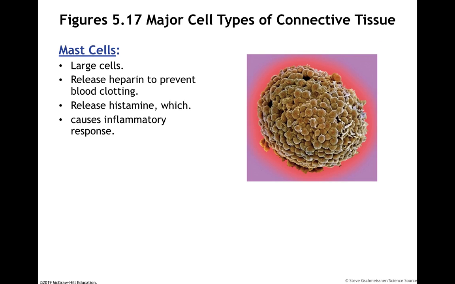Mast cells are another inflammatory cell. They are very large. They release heparin, which slows blood clotting. But they also release histamine, which is a very potent inflammatory chemical. In fact, you probably realize how important it is because most of the over-the-counter drugs you take to treat yourself when you don't feel well are antihistamines, which are not attacking the organism that's attacking you, it's attacking your response to that organism.